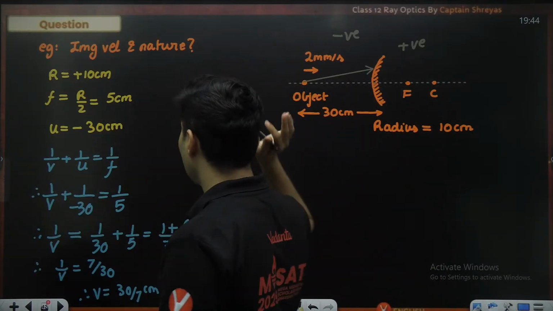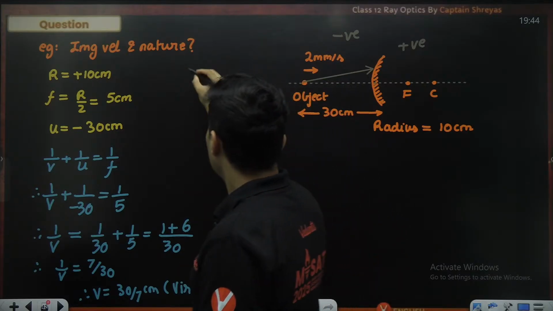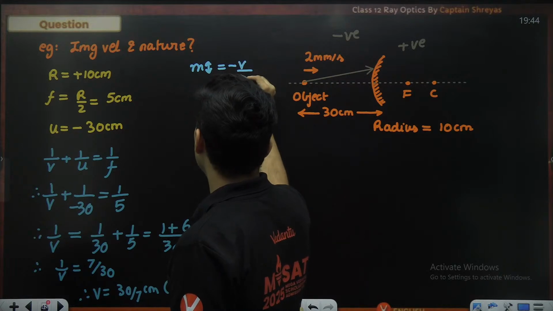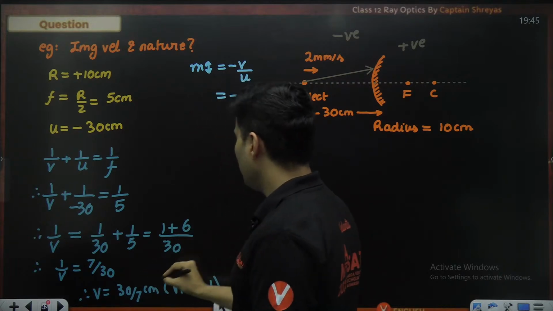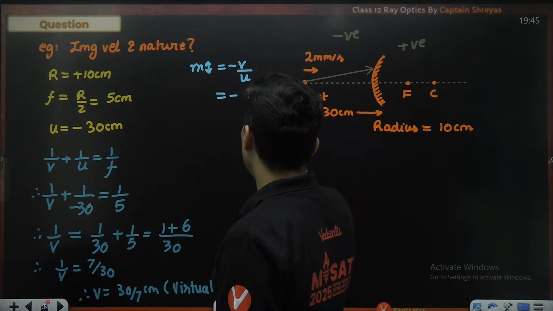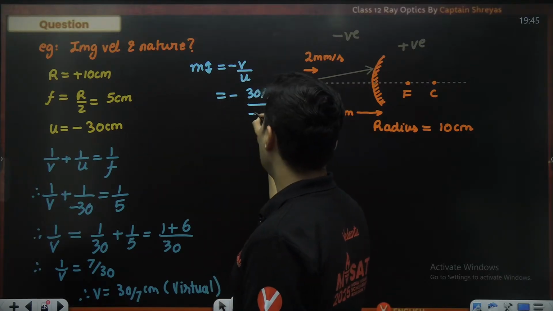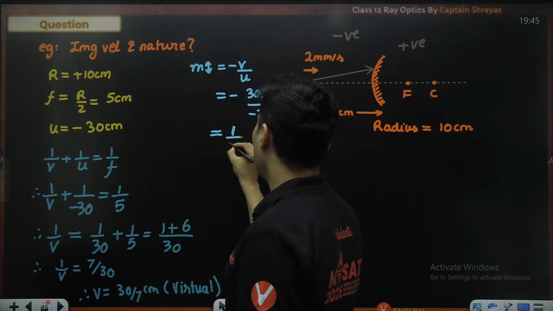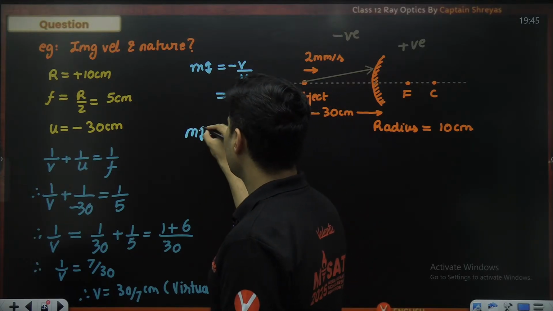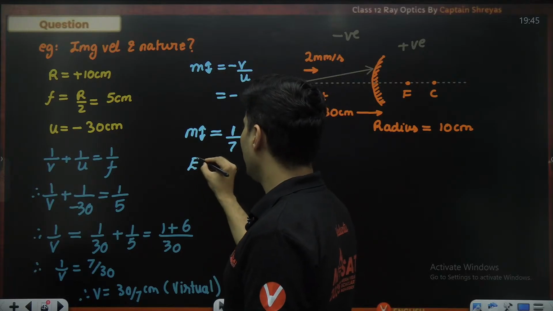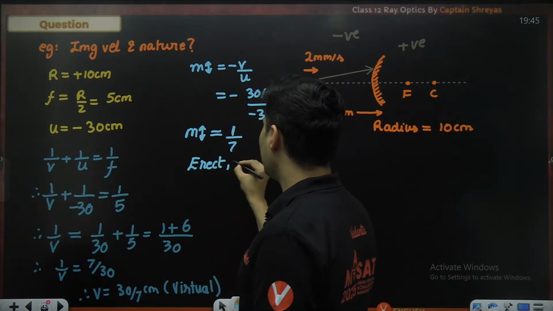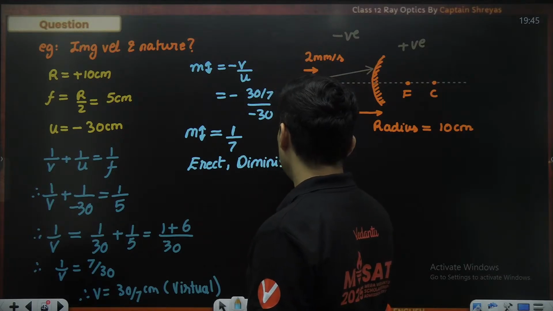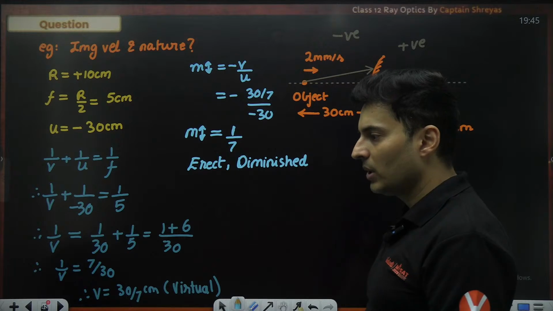And what is it? Magnification and everything, because nature is also asked. So the basic lateral magnification will be minus v by u. So image distance is 30 by 7. Object distance is minus 30. Minus minus cancels. 30 cancels. I'm just left with 1 by 7. So this tells me because it is positive, it is definitely erect image, but the value is less than 1. So it is definitely diminished in nature. Is that right? We got that apart?